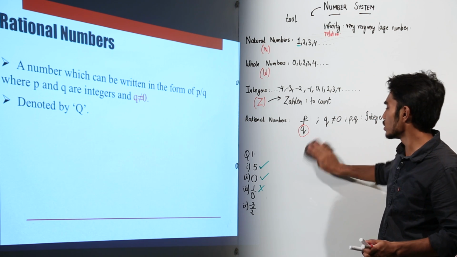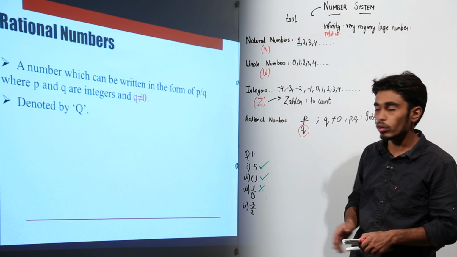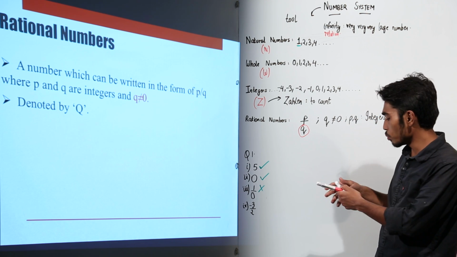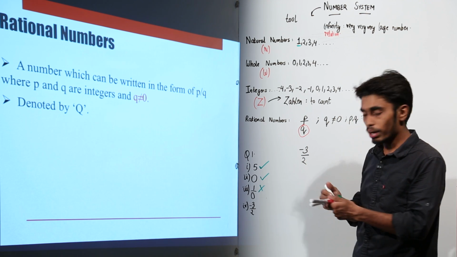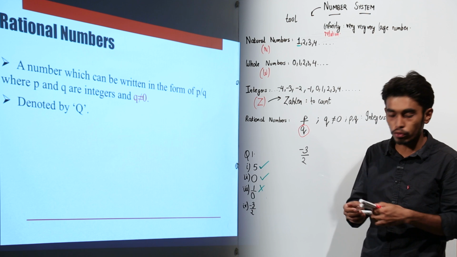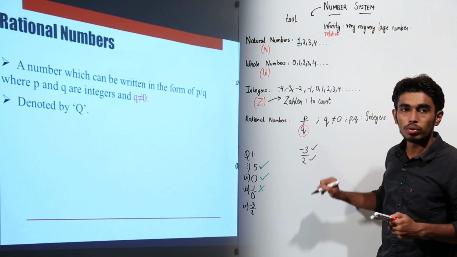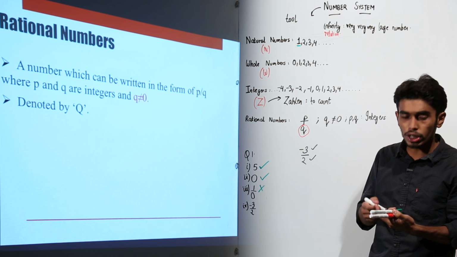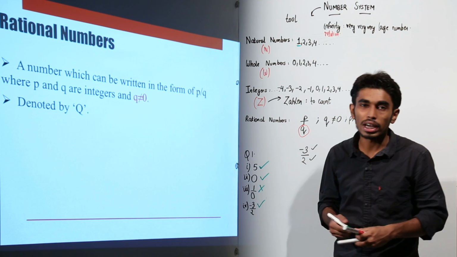These are very simple questions. You might even see the question and answer it without even solving it. But just for clearing the basics, I am solving each and every question. Minus 3 by 2. So minus 3 by 2 is already written in P by Q form, where minus 3 is an integer, 2 is also an integer, and the denominator is not equal to 0. So I can say that minus 3 by 2 is also a rational number.